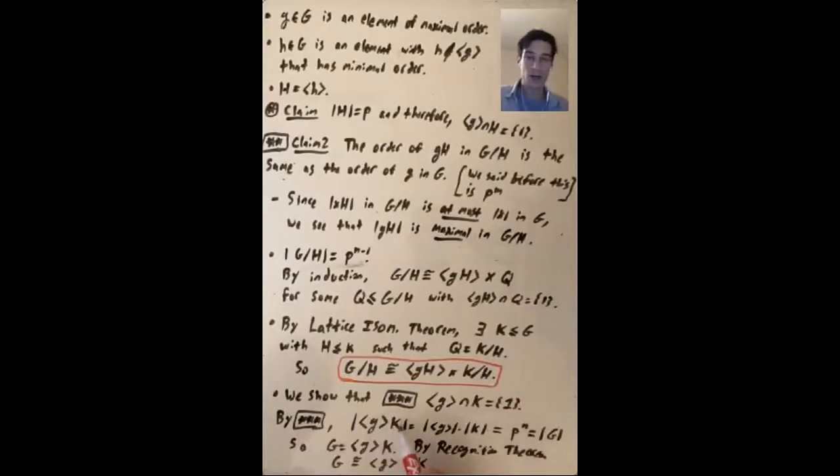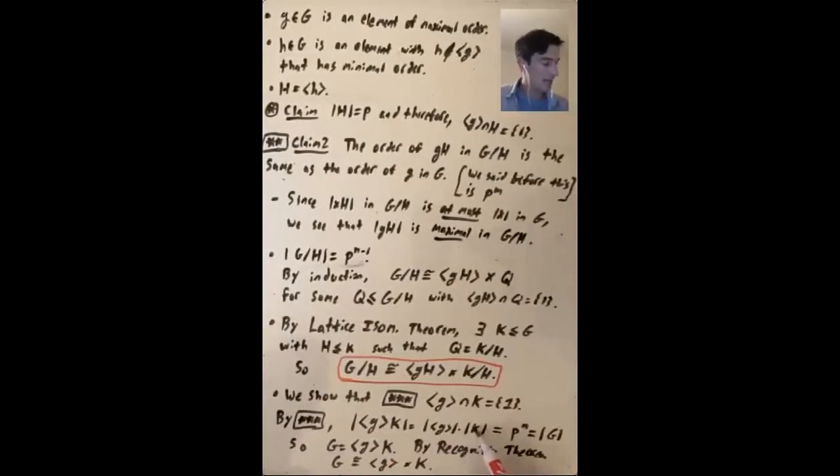So what's the order of this internal direct product, of this product set? It's just the product of the orders. Usually you get the product of the orders divided by the size of the intersection. But if this intersection has size 1, you just get the product of the orders. And what is that product? Well, g has order p to the m.